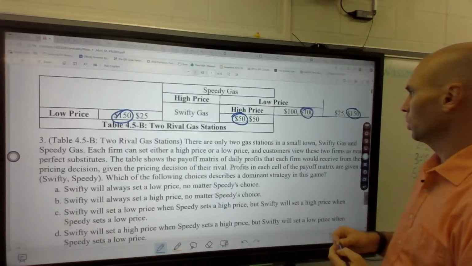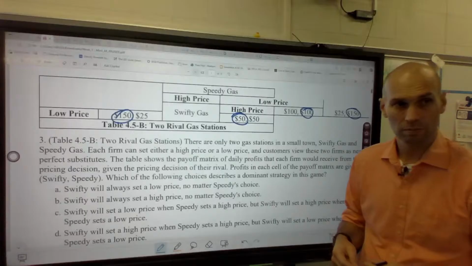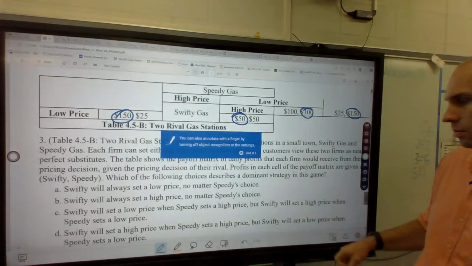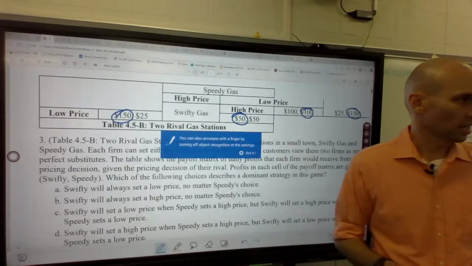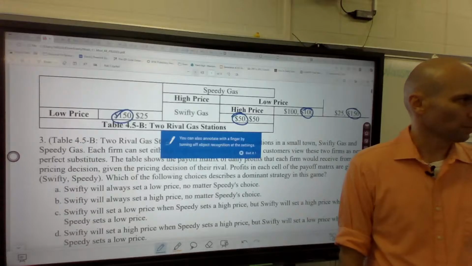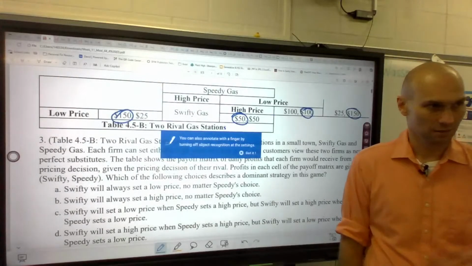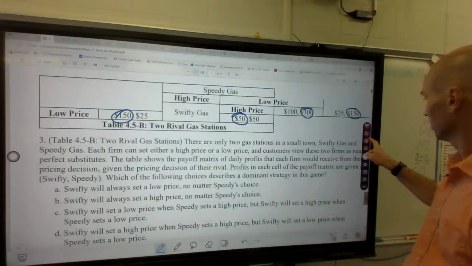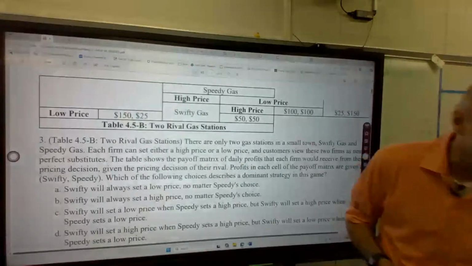So the dominant strategy is for Swifty to always do what? Set a low price, no matter Speedy's choice. Yes, there it is. You guys got it? Redraw it if you're having a hard time reading it. It's hard to read, but I've tried longer than it'll take you to copy it down to fix it. But it's a good model. Redraw it, solve it, and give the best recommendation.